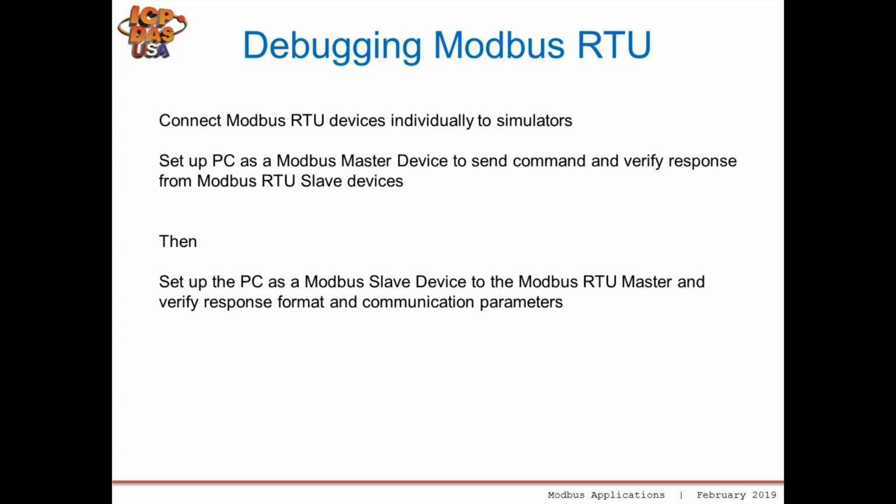And then, if you don't find the problem there, you can set up the PC as a Modbus slave device using a slave simulator, and from your Modbus RTU master device, send and verify responses and communication parameters from the master to the slave devices. In this case, using a simulator, so you can see where the problem is. If you still can't find the problem, then there's other techniques as well. But this is the easy way to verify communication without using an oscilloscope or something.